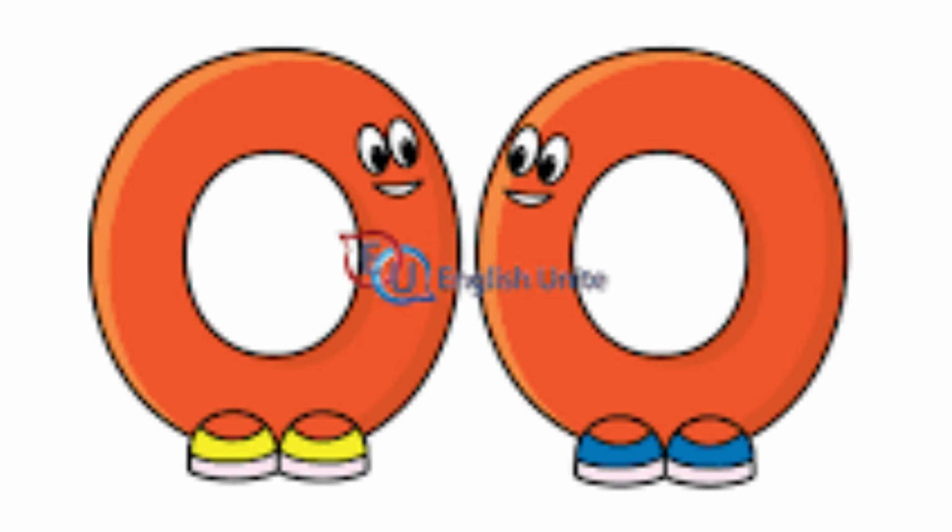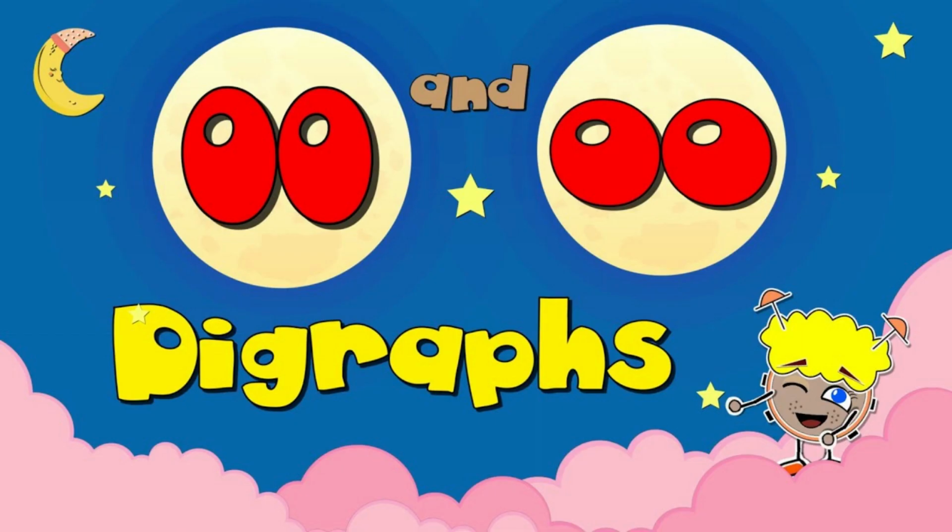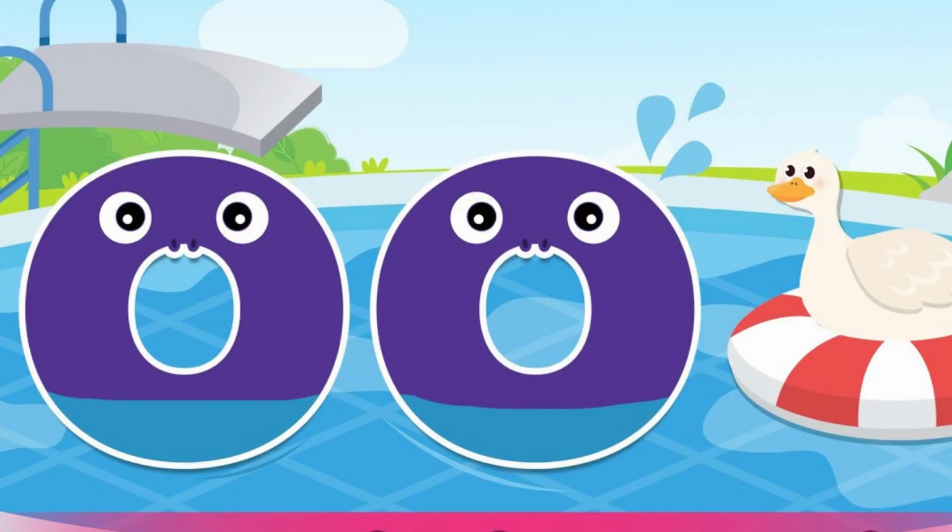Let's learn the digraph OO. When O and O come together, it makes the sound of OO. There are two types of digraphs that come together with the OO sound. One is short vowel OO and another is long vowel OO. Let's learn both with a phonics song.